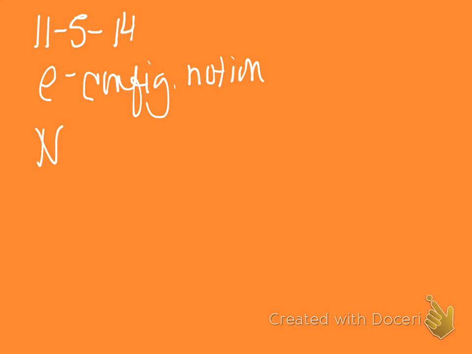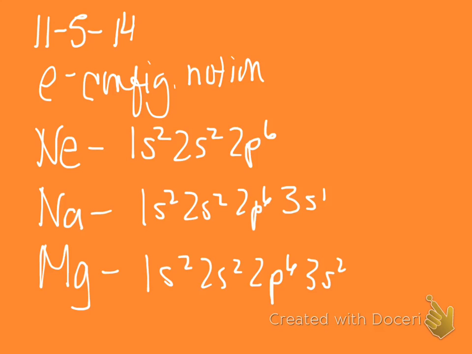And I would like you to write me the electron configuration notation for neon and sodium and magnesium. See any patterns? See a shortcut?